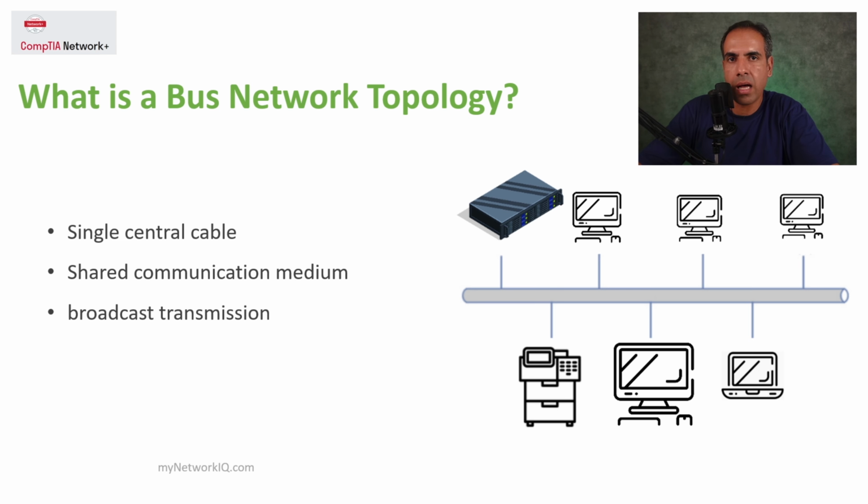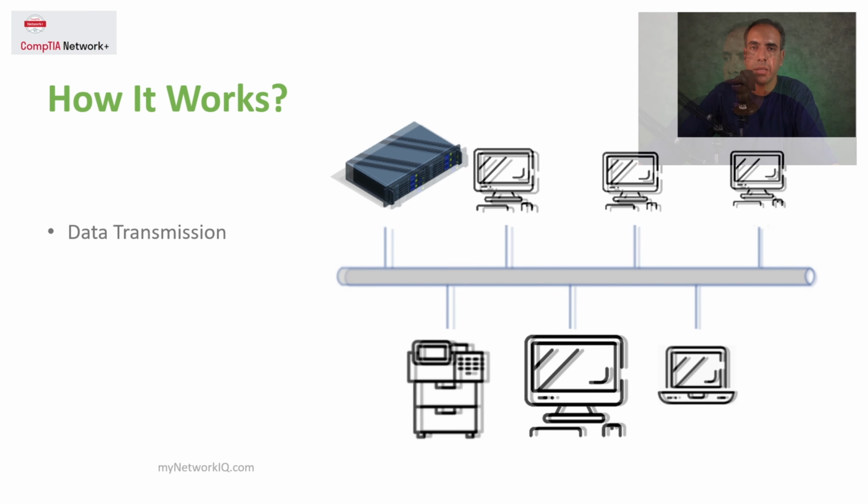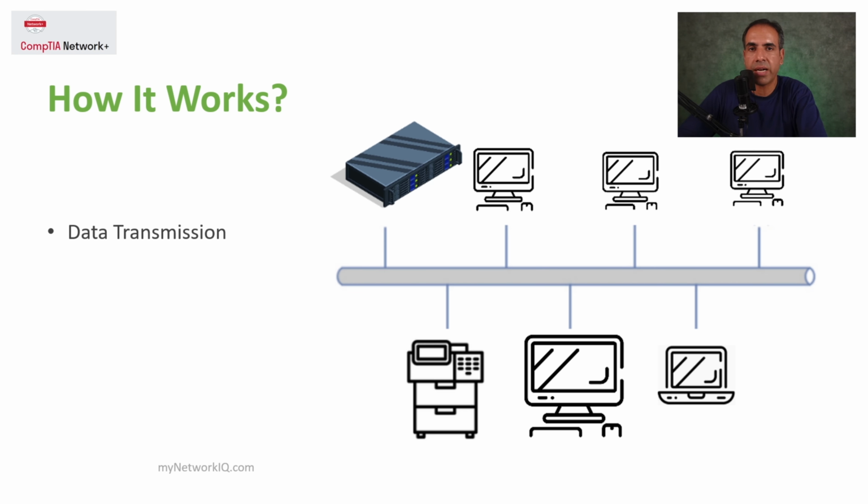Now let's see how it works. In this setup, data sent by one device travels along the bus to all other devices until it reaches its destination. First of all, let's talk about data transmission. When a device wants to send data, it first checks if the bus is free. So it will check all of this medium, and if it hears something, it's not going to send data. So if the bus is free, the device sends the data packet onto the bus.